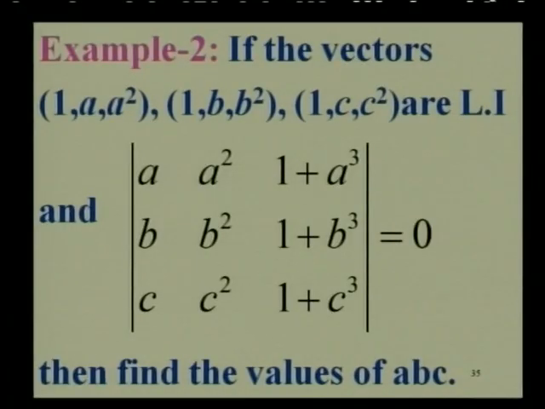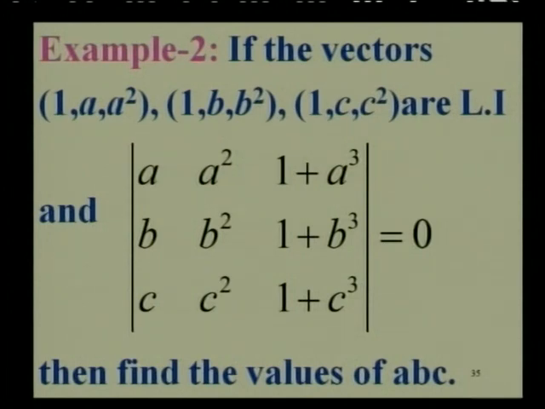same way you can take another matrix on the screen. You can see on the screen we have first row a, a square, 1 plus a cube; b, b square, 1 plus b cube; c, c square, 1 plus c cube equal to 0. The value of the determinant is given, and these vectors a, a square, b, b square, c, c square are linearly independent, or they are not collinear. Now we are interested in finding what is the value of a, b, c.